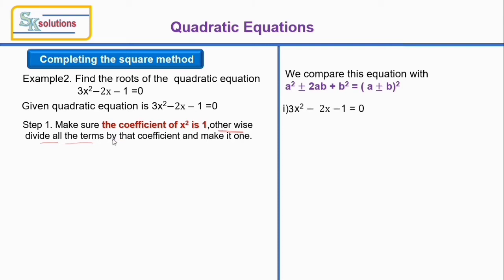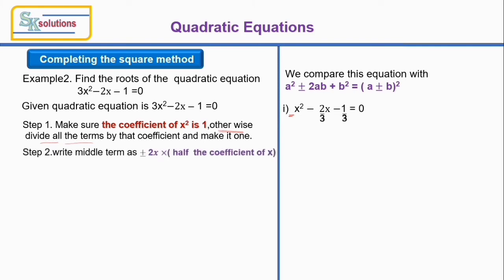Okay, so the equation is 3x squared minus 2x minus 1 equal to 0. What is the coefficient of x squared here? 3. How can we make it 1? We have to divide all the terms of this equation by 3. So I am going to do that division. Okay, so when we divide it, you will get like this.